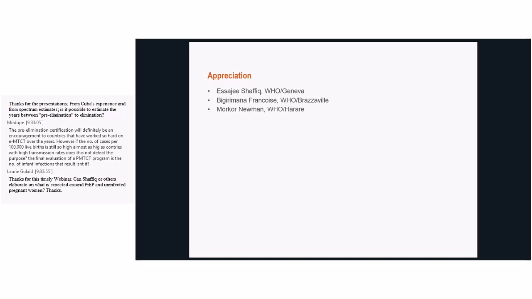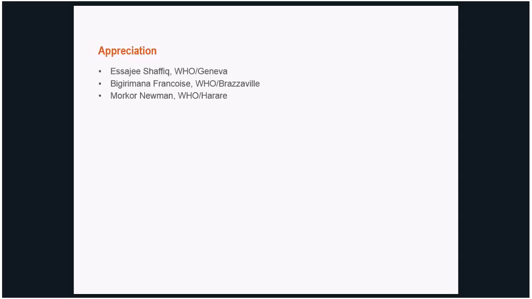Thank you, Shafiq. And a follow-up question is really a question of clarification, because Kundwani from South Africa is asking, in previous documents, 2 elements for pre-elimination criteria were outlined and related to the MTCT rate. One was the MTCT rate of less than 2% at 6 weeks, and then a final MTCT rate of less than 5% at 18 months.